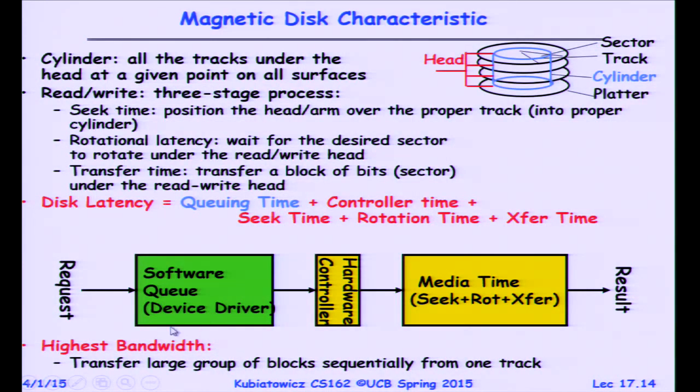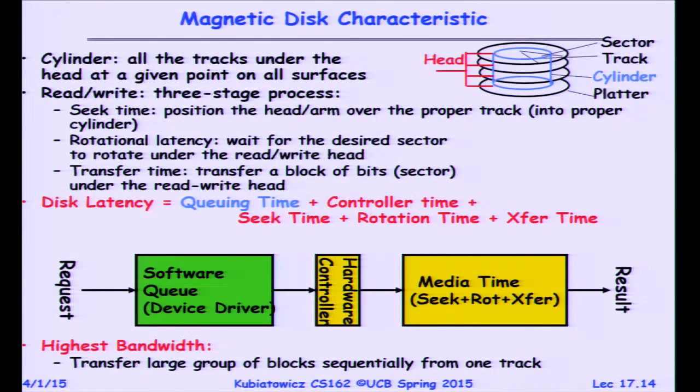And what's the highest bandwidth off of a disk? Park the heads, read a whole track. That's really high bandwidth. Okay? Because you're not waiting to move things in. You're not waiting for the rotational velocity to happen.